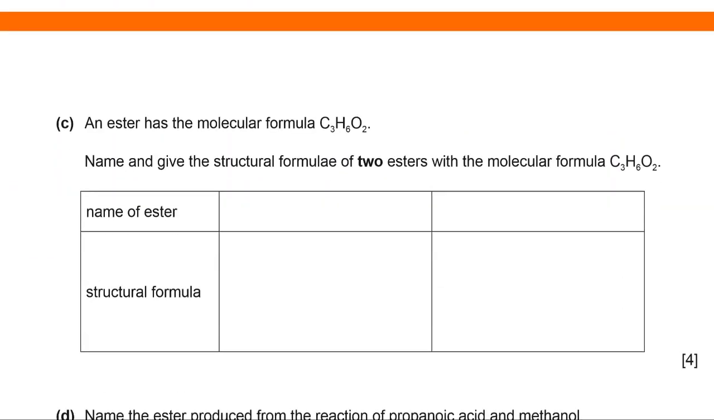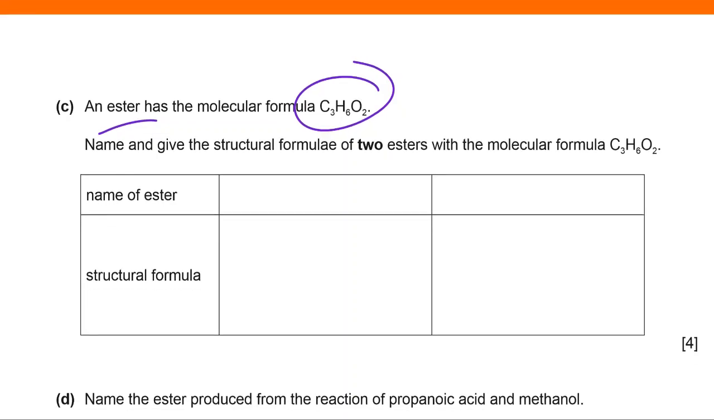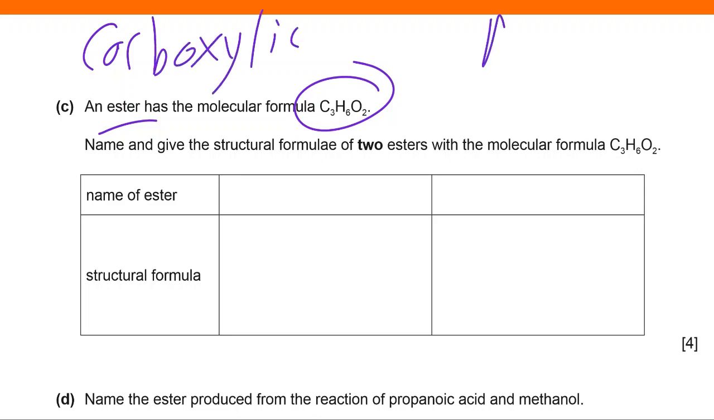So here you have ester. Why? Because you have 2 oxygen atoms, so it's ester. Name and give the structural formula of 2 esters with this molecular formula. So this ester could be formed from carboxylic acid and alcohol. Let's write it here, explain it: here carboxylic acid, and here we have alcohol.